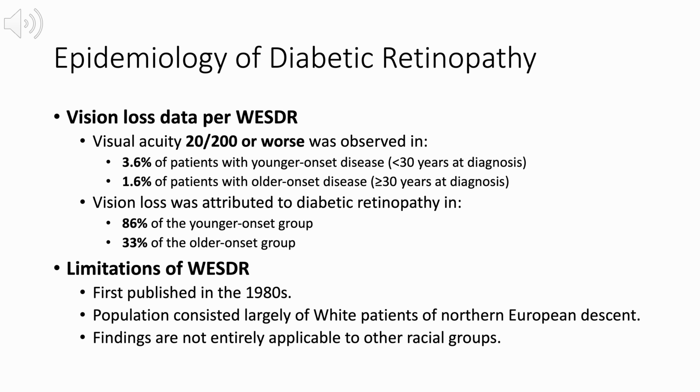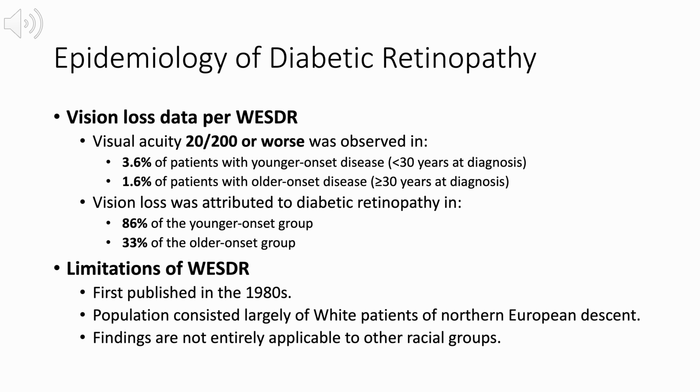But the raw acuity numbers only tell half the story. The more revealing statistic is attribution. Vision loss was attributed to diabetic retinopathy in 86% of the younger onset group, but in only 33% of the older onset group. Think about what that means clinically. In younger patients, when vision is lost, the retinopathy is almost always the culprit. In older patients, the majority of vision loss comes from other competing causes, the age-related pathologies that accumulate in any older population. That should shape how you evaluate an older diabetic patient with decreased vision, because assuming the retinopathy is responsible will lead you astray 2/3 of the time.